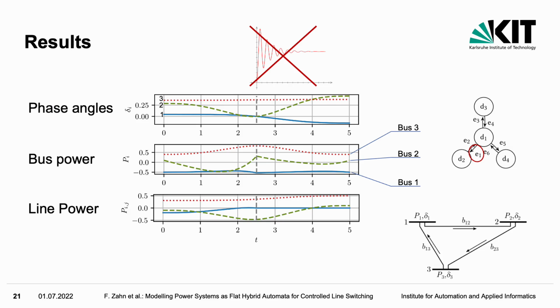In the results, we see that the phase angles 1 and 2, which are in the upper plot, the blue and the green dashed line, reach 0 at time 2.5, and the switching is denoted by the gray dashed line. As we see, there are no discontinuities and no oscillations in the phase angles, in the bus power or in the line power. In the plot in the middle, we see the bus power and we see that in the beginning we have the fixed powers and in the end we arrive at the fixed powers again, so putting the system to the same state as before. Only the line powers and the angles change between the initial state and the final state.